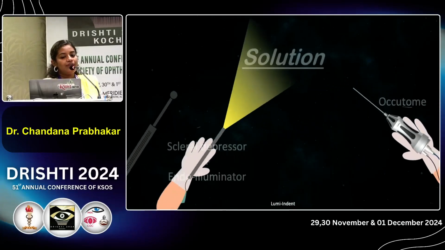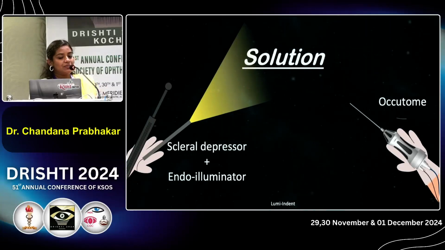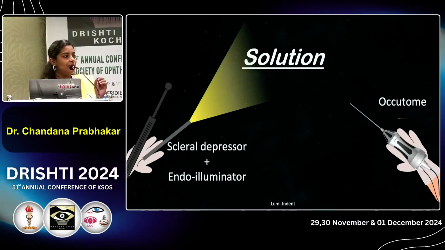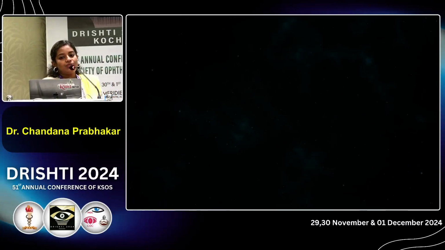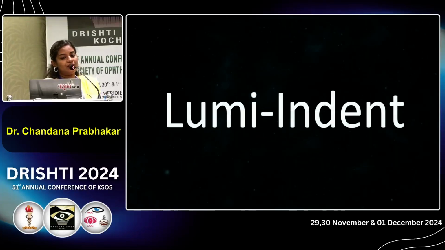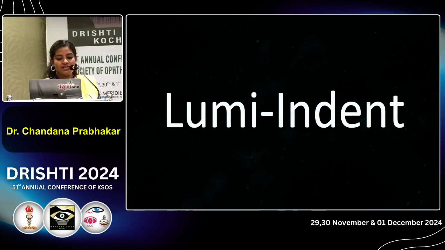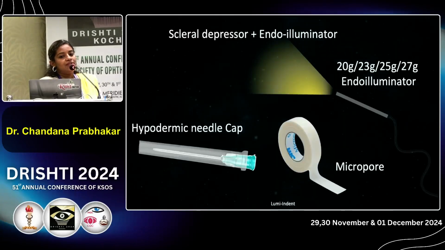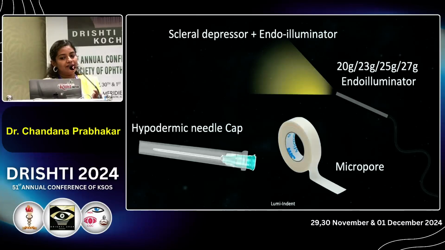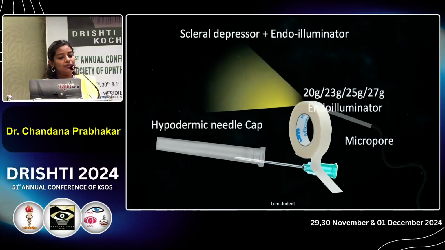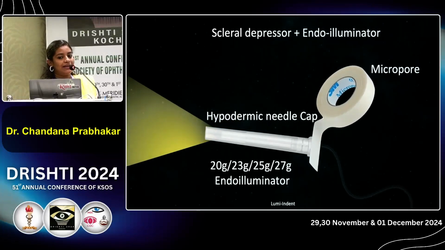We have found a solution by combining the scleral depressor and endo-illuminator into a single instrument, so the surgeon can perform scleral indentation and transillumination with a single instrument. We have made an instrument called the Lumi Indent, which performs scleral indentation and transillumination in a combined way. It is made of three things: an endo-illuminator, a hypodermic needle cap, and a micropore. The endo-illuminator is placed inside the hypodermic needle cap and secured in place with the help of a micropore.